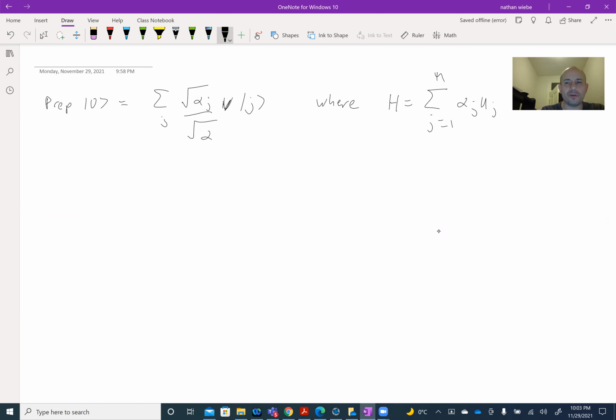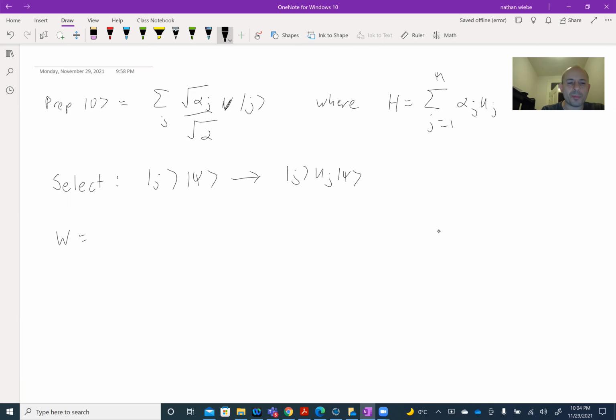Further, we're going to assume that we have a select operation. What select will do is take a state j, psi, for any arbitrary psi, and map that to j, U sub j psi. Then with these two operations, we're going to define a walk operator.